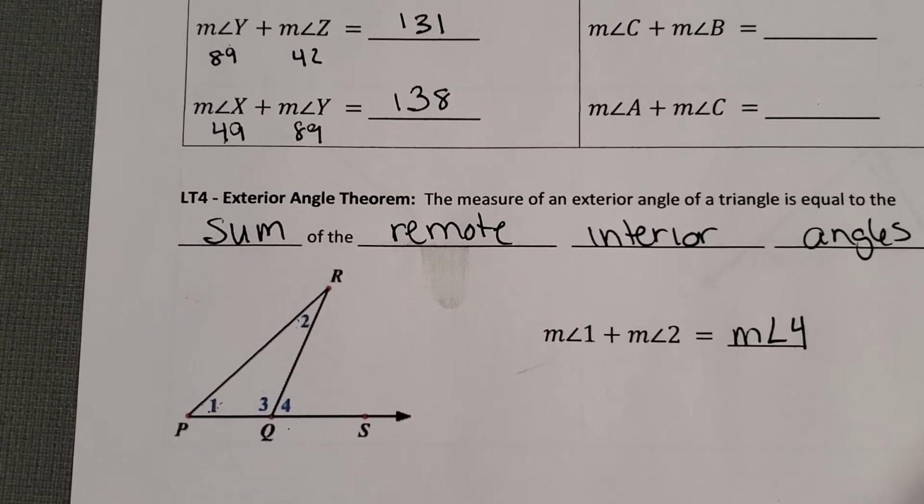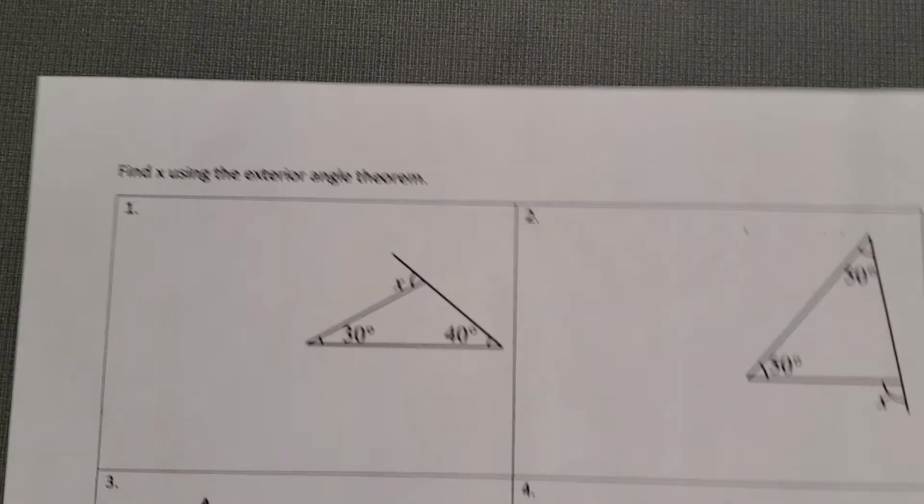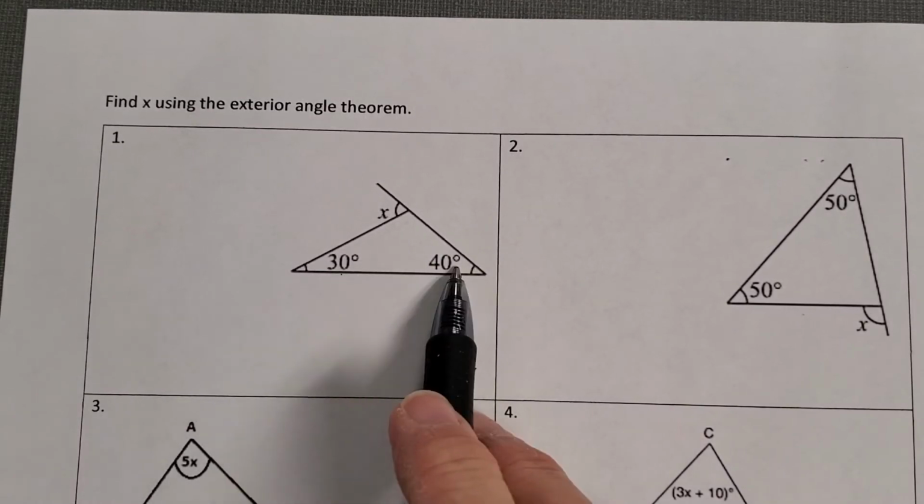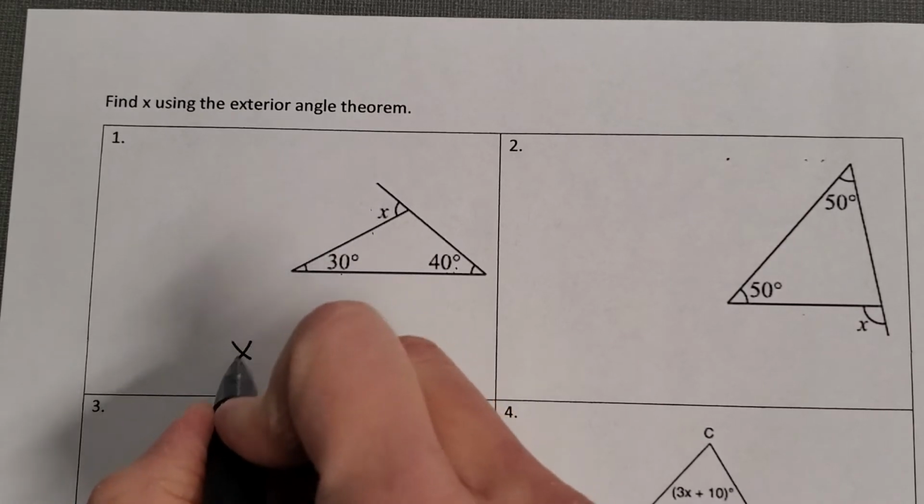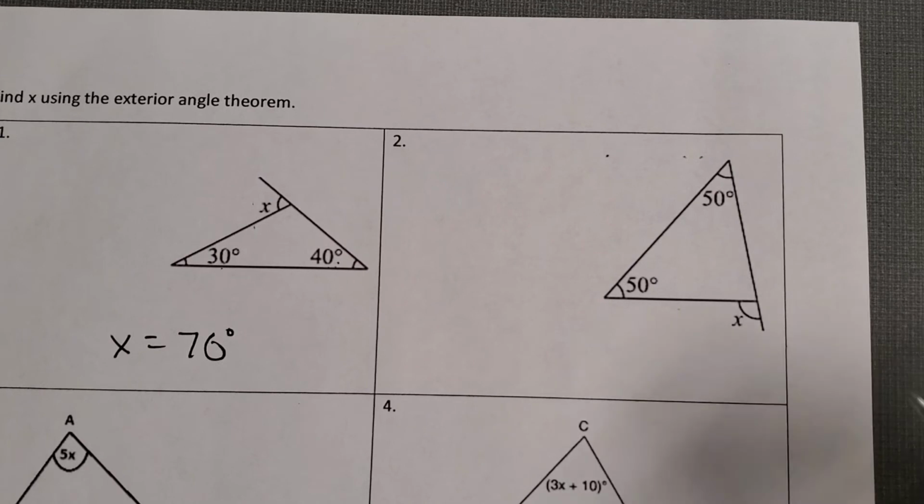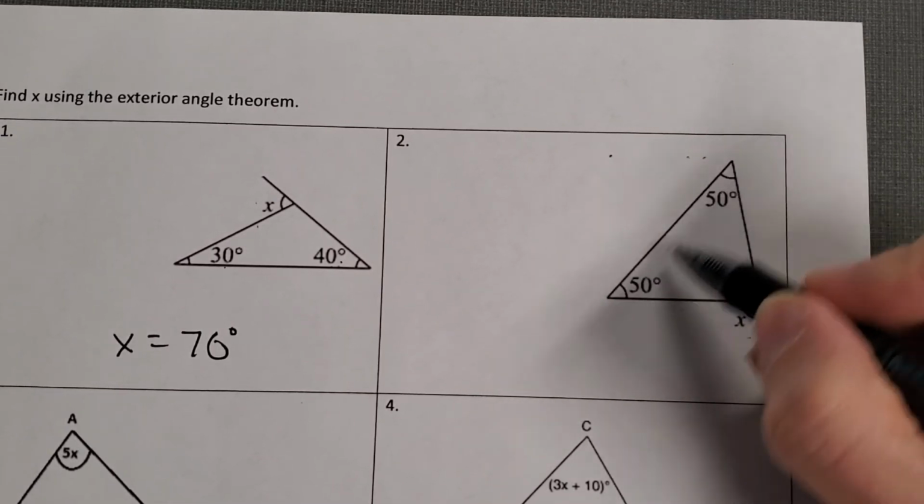We're going to set up equations and we're going to solve using the exterior angle theorem. So here we go. The first one gives us two remote interior angles and that exterior angle. So we know that if we add these, we get x. So x equals 70. Starts off a little easy. Here's our exterior angle. This is the angle next to it. It's not that one. It's the sum of these two.